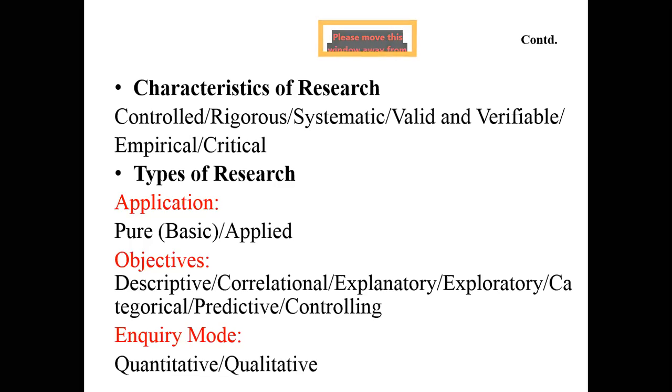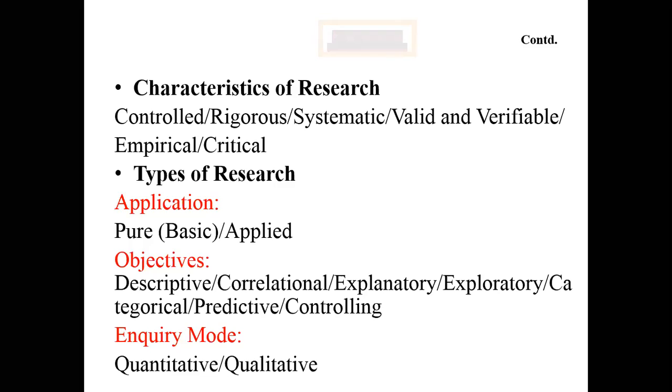For example, if we design a project, the first objective is to determine the prevalence of diabetes. So it is descriptive. Another is the relationship of diabetes and blood pressure. It is correlational, correlation between blood pressure and diabetes. Third one, how diabetes increases or decreases blood pressure. So that would be explanatory.